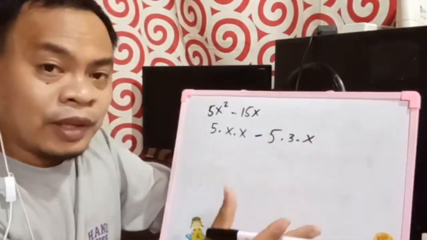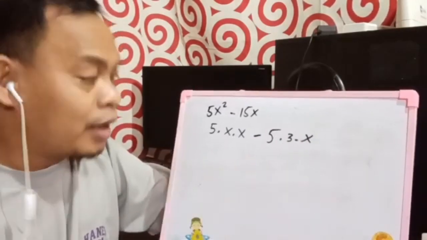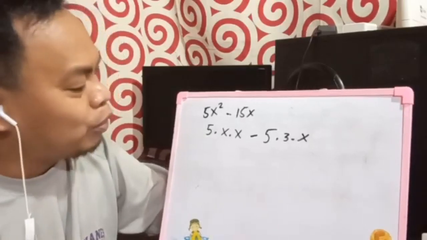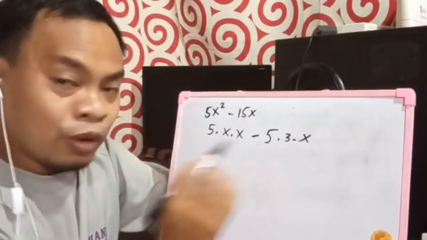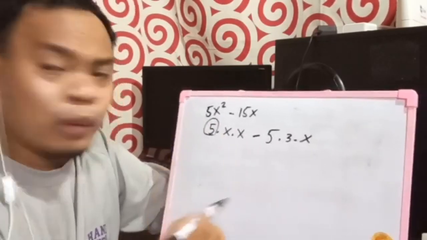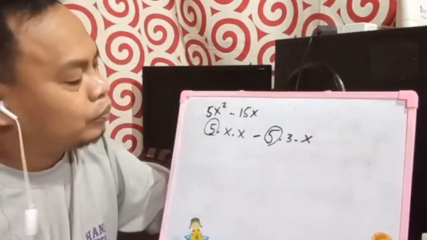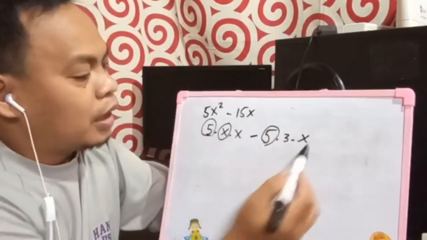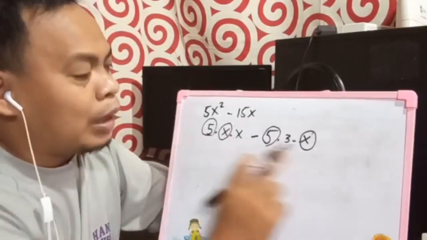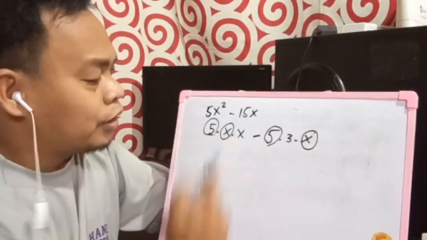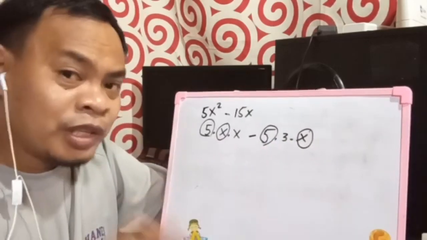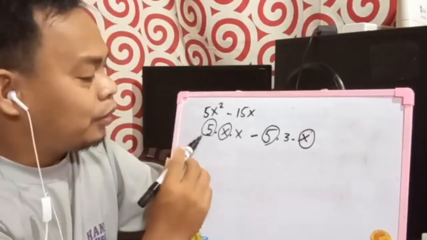So 5 times 3 is 15 times x, or 15x. Find the common. So hahanapin po natin kung ano yung common sa kanilang dalawa. So in our first term, we have here 5 and we have also 5 in the second term. We have also x and also x in our second term. And another x, pero wala nang ibang x sa second term. Only the first term. And we have also 3 sa second term, pero walang 3 sa first term. So our GCF, or the greatest common factor, is 5x.